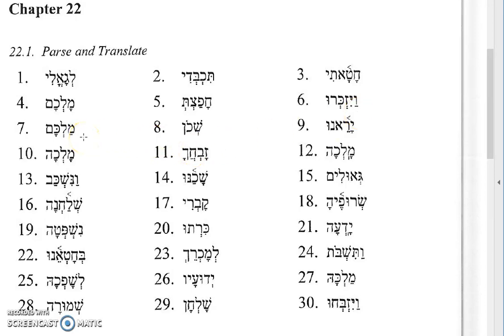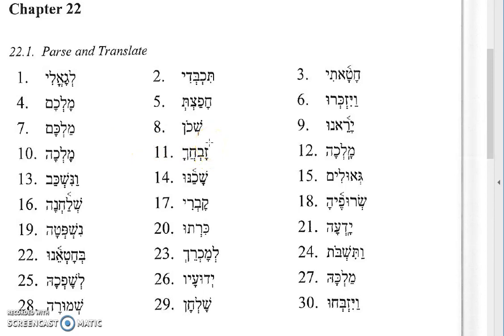Number 7 is malkam. It has all the same consonants as number 4 just above it, but instead of having a qamets, it has a patach, and you also get a dagesh lene in the begadkefat letter because of the closed syllable, which you don't get in number 4. This is actually the noun melech plus pronominal suffix am, their king.